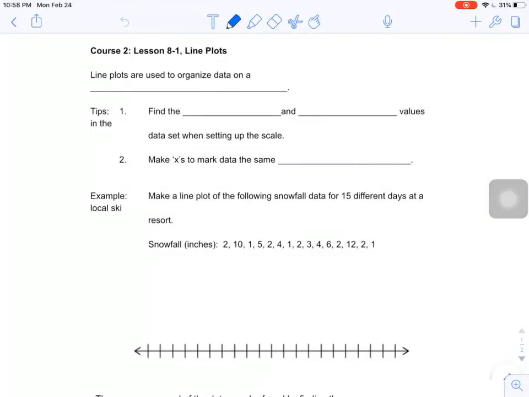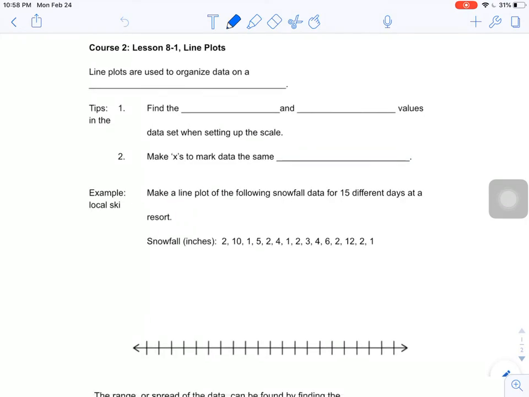As part of our statistics unit, one thing that we're going to look at is some different ways that you can organize sets of data. Today we're going to look at one of those ways, and that is a line plot. Line plots specifically are used to organize data on a number line.